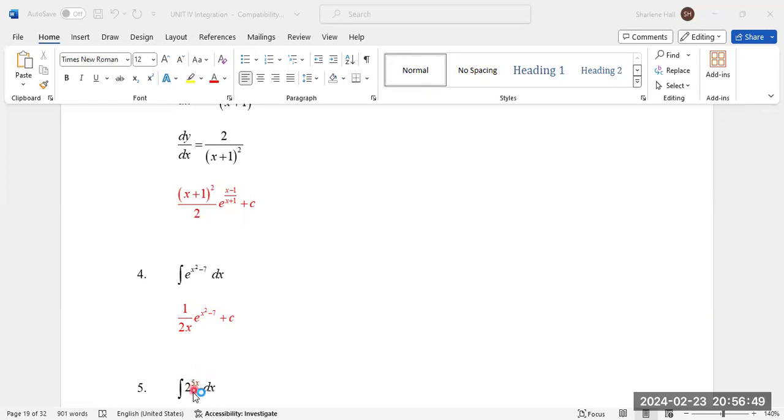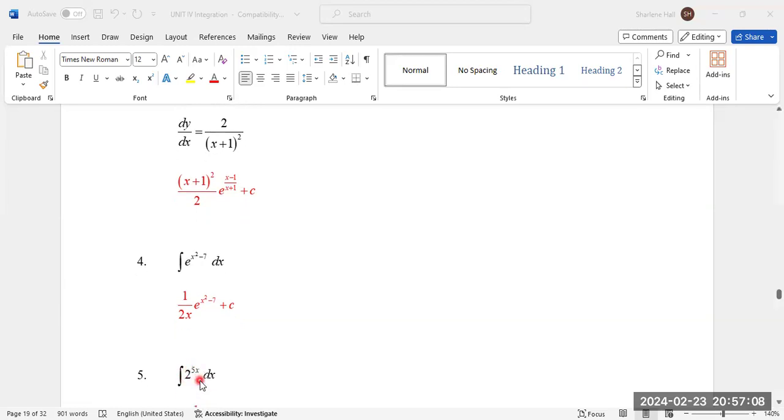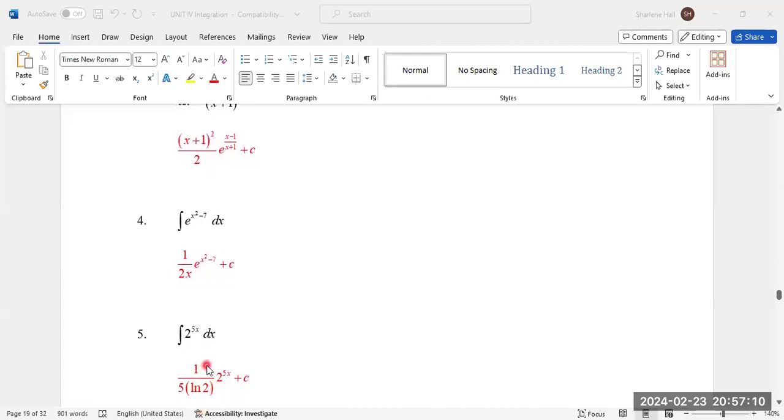And when we differentiate 5x, we get 5. So it's going to be 1 over 5 ln 2, times 2 raised to the 5x plus c. See here? 1 over 5 ln 2 times 2 to the 5x plus c. Really not difficult.